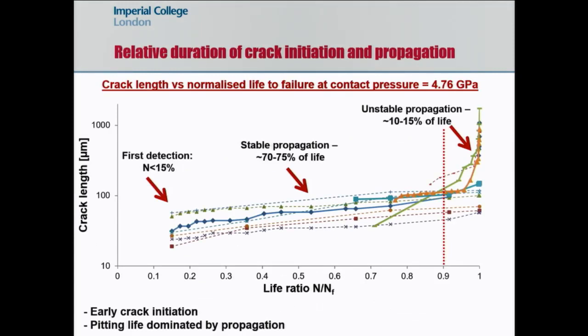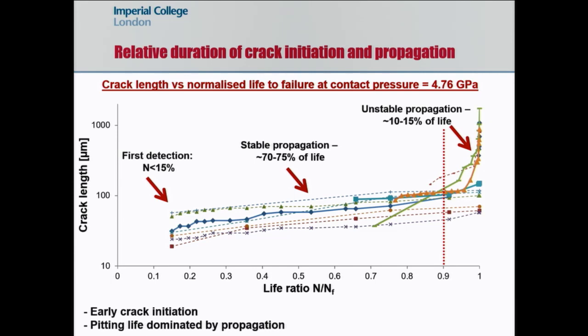And here's a plot of some crack propagation rates. Here's a normalized life, crack length. We identify the cracks, I call the first detection, not initiation, because when is a crack, so I'm just going to call it first detection. Very early, 15% of life. Most of the life is consumed by the stable propagation phase, in contrast to what's assumed in the rolling contact fatigue life theories.